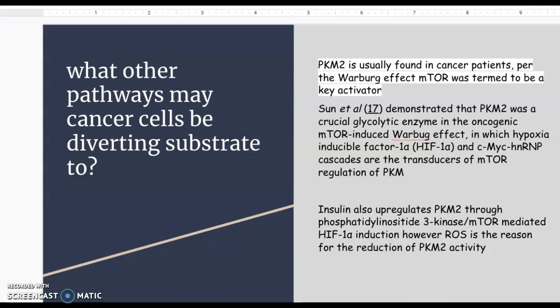Insulin also upregulates PKM2 through phosphatidylinositol 3-kinase, mTOR-mediated HIF1A induction. But all in all, ROS is the reason for the reduction of PKM2 activity.